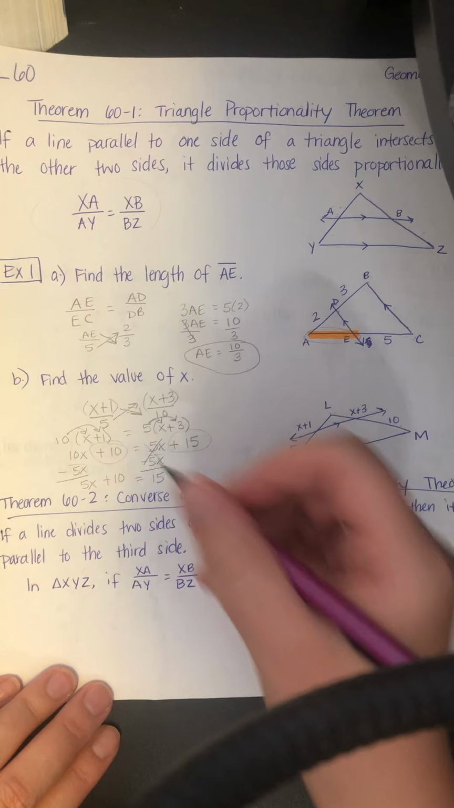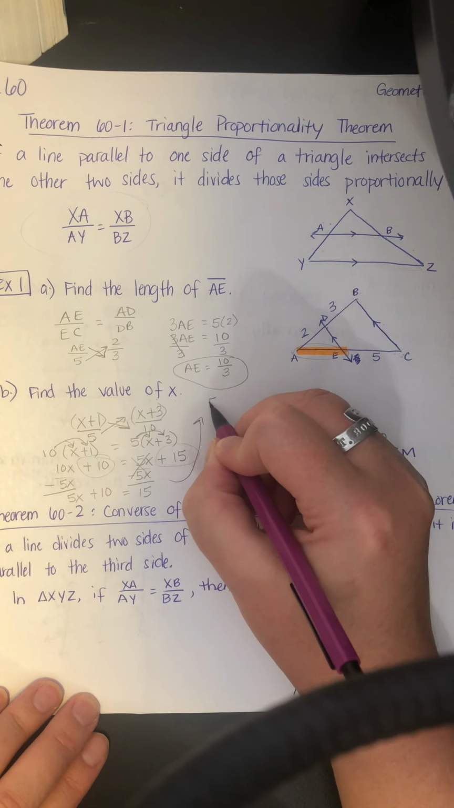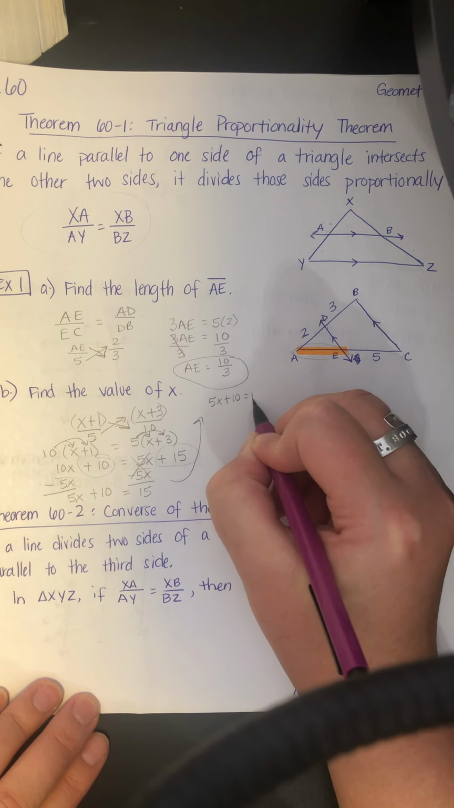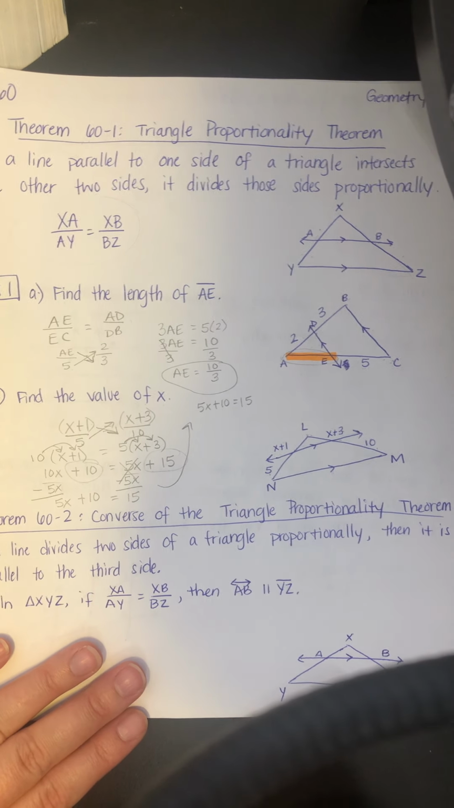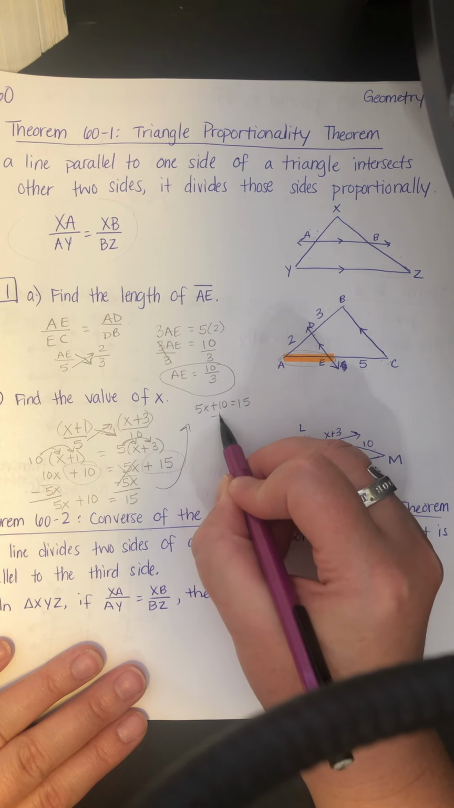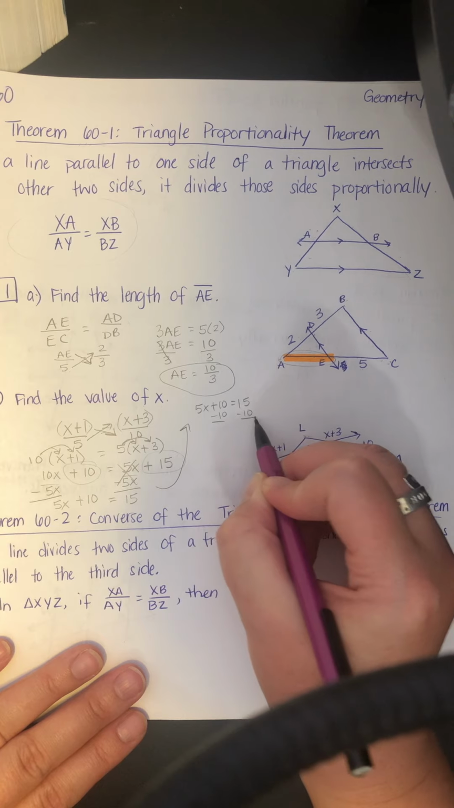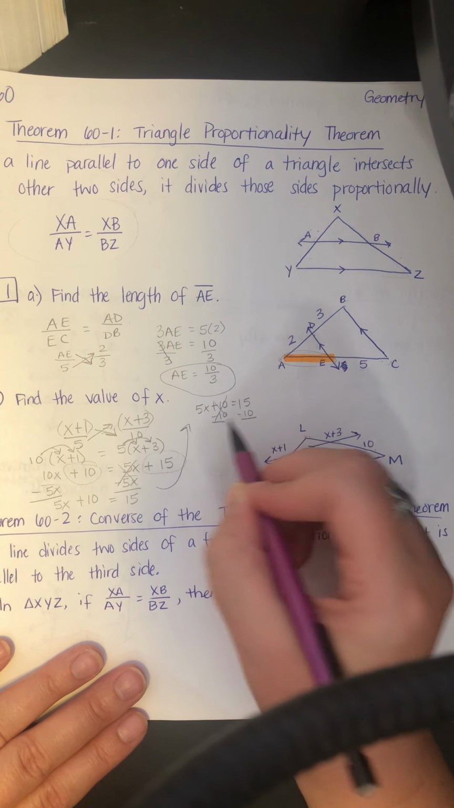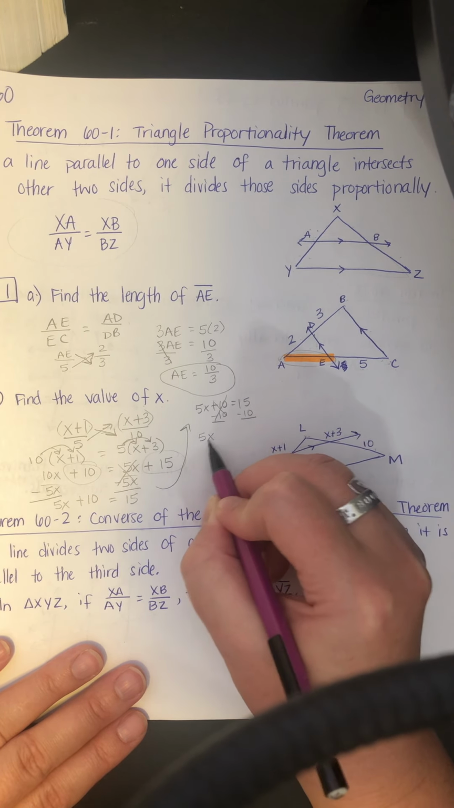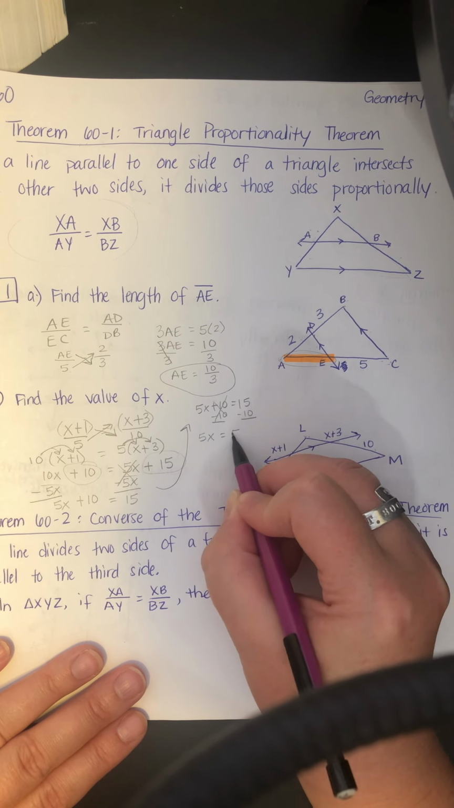I'm going to move over here. We have 5x plus 10 equals 15. We want to get x by itself and solve for x, so that's what they're telling us to do. So subtract 10 from both sides. We want the x all by itself. The 10's cancel. 5x equals 15 minus 10, which is 5.